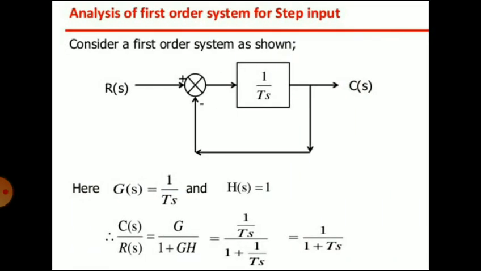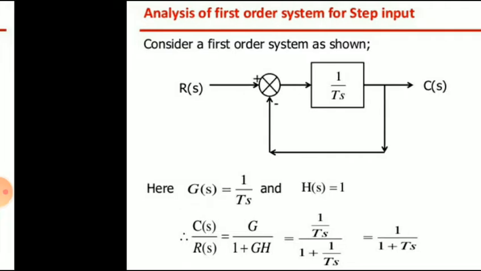Now analysis of first order system for step input. So consider a first order system as shown. The transfer function 1 upon Ts is given. So here G(s) is equal to 1 upon Ts and H(s) equal to 1, that is unity feedback. So find out C(s)/R(s). So that will be equal to G/(1 plus GH). After simplification, we will get 1 upon 1 plus Ts.